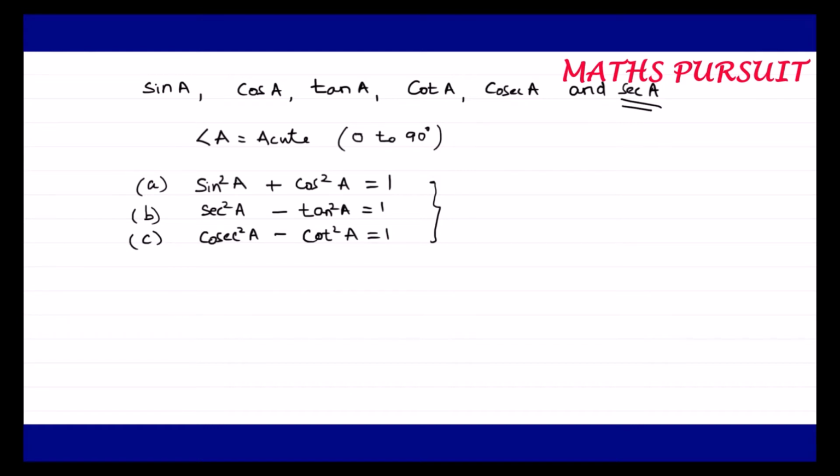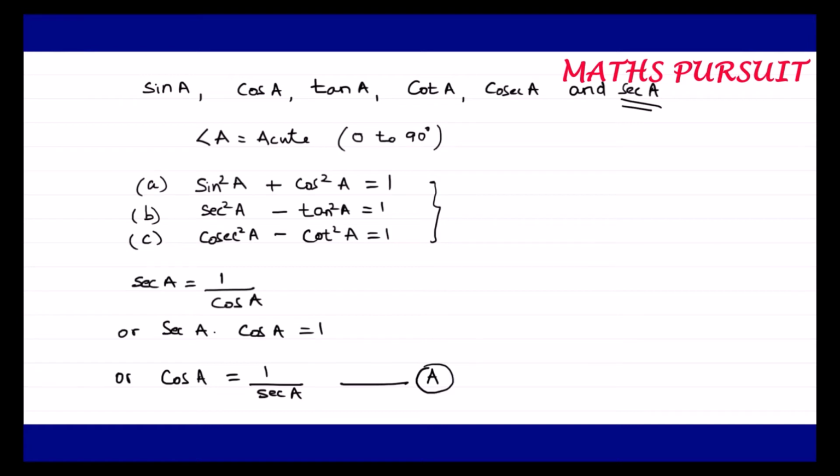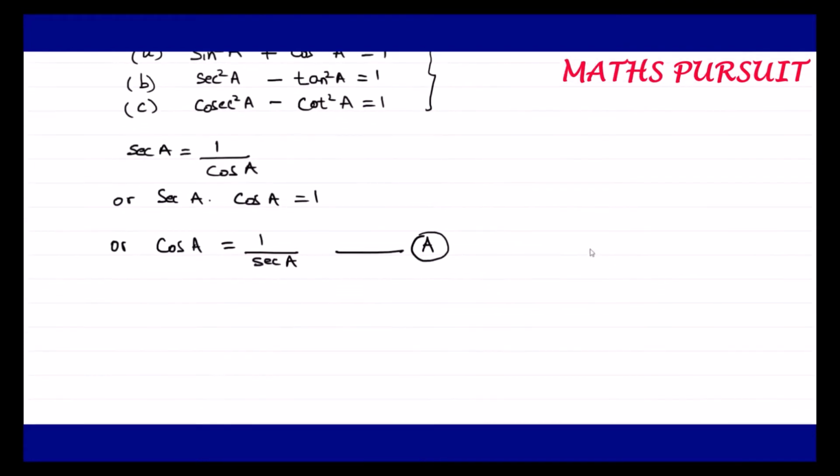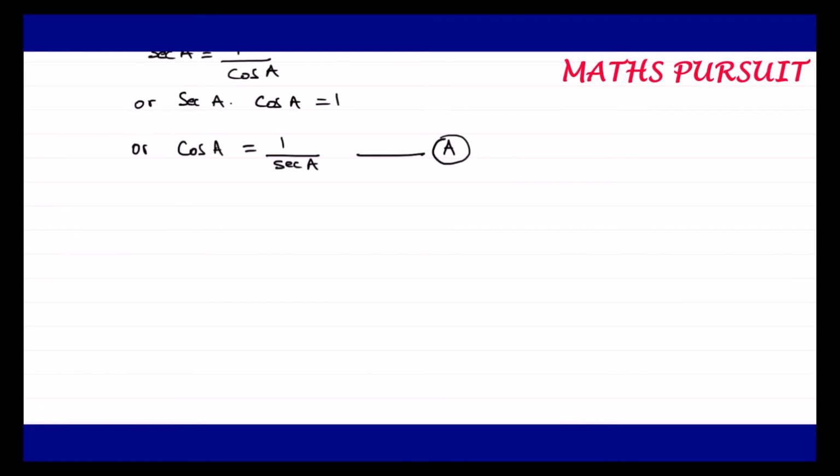Now guys, what is sec A? We'll start with sec A. We can write sec A is equal to 1 upon cos A. Or I can write sec A into cos A is equal to 1, or cos A is equal to 1 upon sec A. So this is our A, because we are able to convert cos A into 1 upon sec A. For that reason I am marking that one as A. Now let's move towards the other thing.